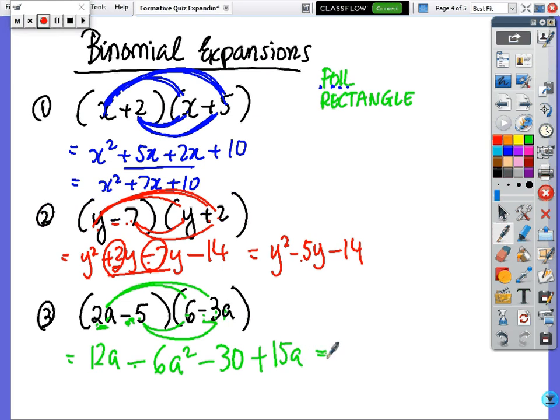And then the like terms, 15a and 12a are like terms. So minus 6a squared goes first. 15 plus 12 is 27. And then the minus 30. Okay? So that's it. Move across when you're ready, last page.